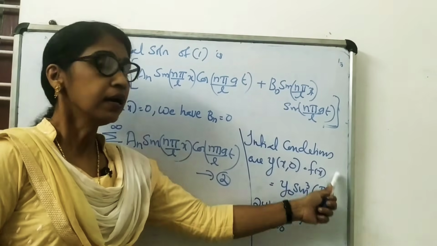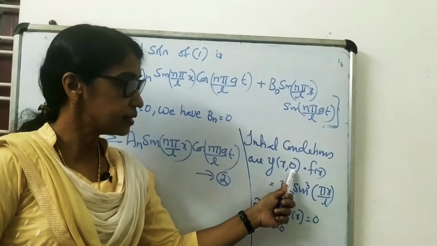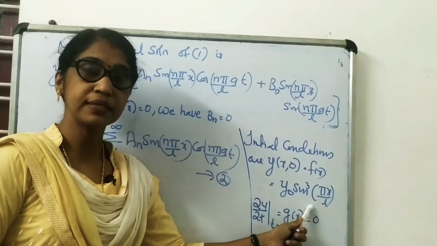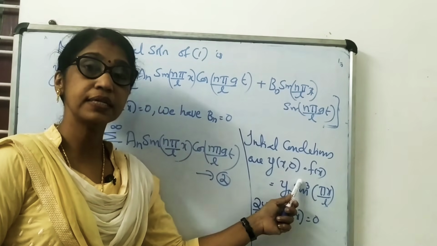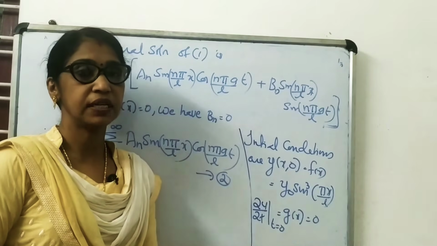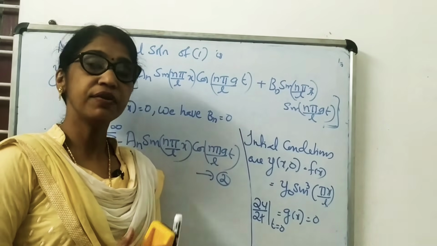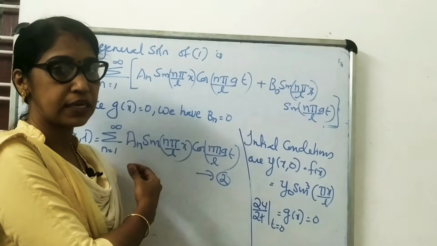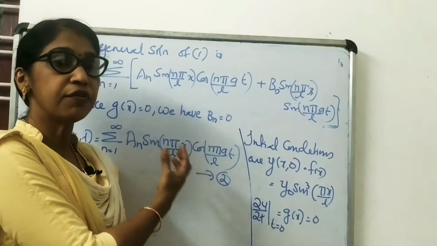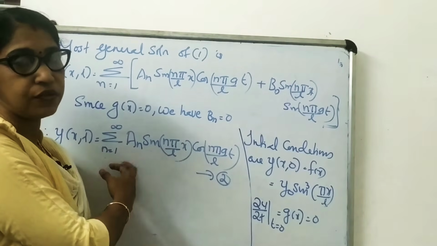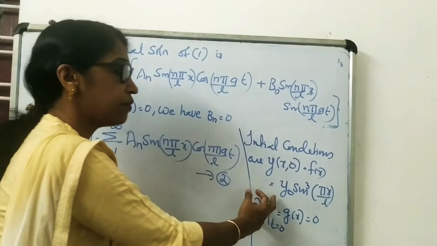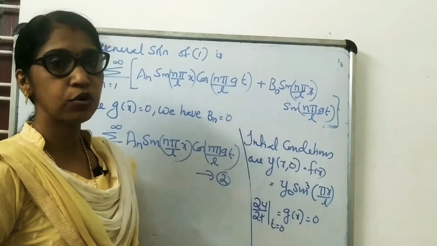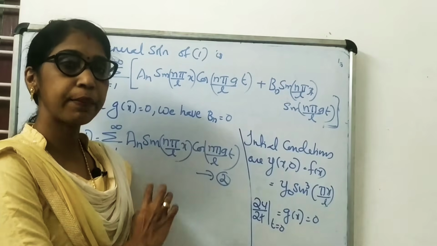For this we apply the condition that when t is equal to 0, f(x) equals y0 sin cube(pi x / l). Since the initial displacement is given as a trigonometric function, we have to find the coefficient by comparison. By comparing both sides, we find the coefficient of this solution. If trigonometric functions are given, keep that in mind. So here I am going to compare the coefficients.